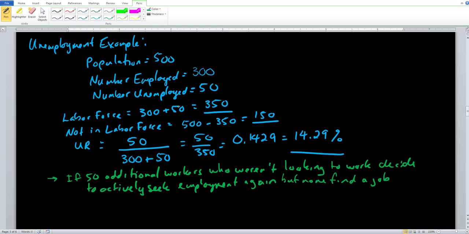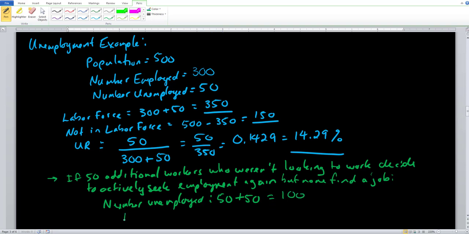How do you think all of these things are going to change now? So how many people unemployed do we have? Is this number going to go up or is this going to go down? Obviously, this number should go up. Before, we had 50 people unemployed, but now 50 additional workers decide to actively seek work again, but they haven't found a job, so therefore they are also counted as unemployed. So we add in these 50 additional workers. We now have doubled the number of people unemployed. We have 100 people unemployed.